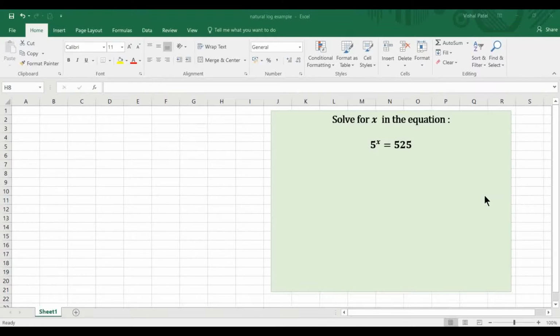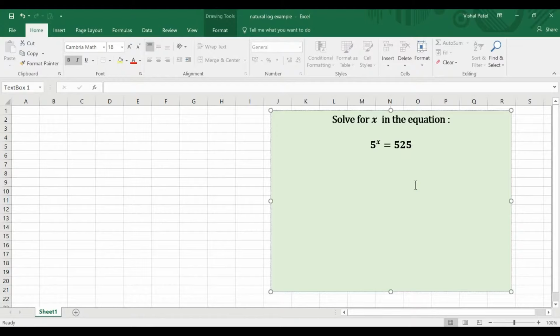Hey guys, I want to show you how to use natural logs to solve an equation. So here we've got the equation 5 to the power of x equals 525. The best way of solving this in Excel, I think, is to write down the formula you need to get first in order to solve for x.